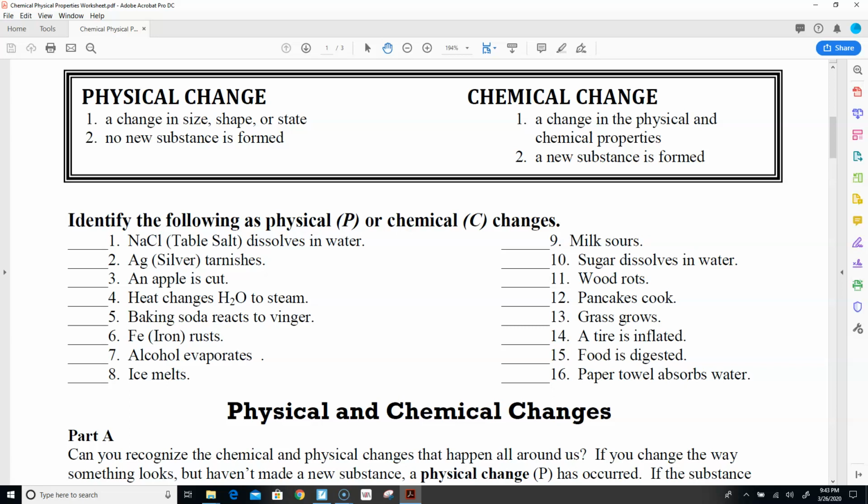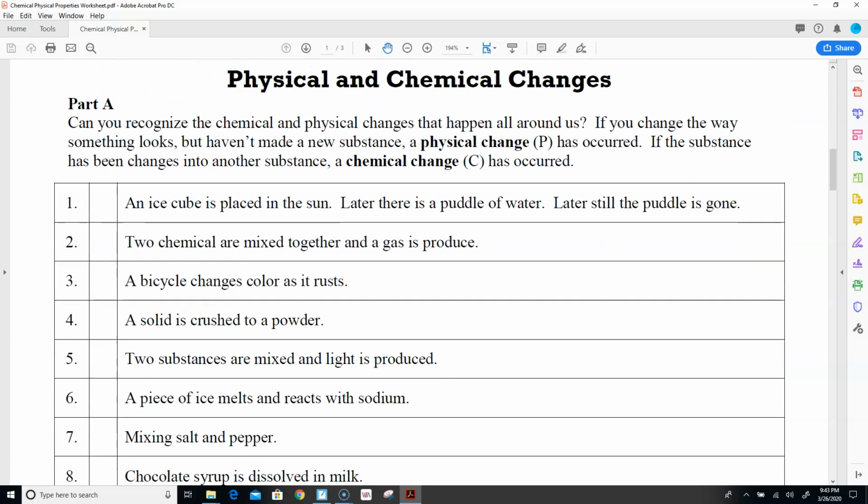Paper towel absorbing water, that's physical because what you have is a paper towel that's just soaking up the water. You see some commercials where they take the paper towels and they wring them out and you can reuse them. I never quite understood that. If you're going to wring them out and reuse them, why not just use a regular towel? That's part of the reason for buying paper towels. You can throw them away. But anyway, that's that section.